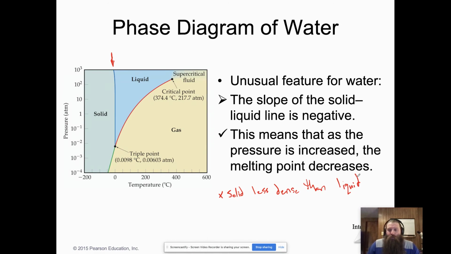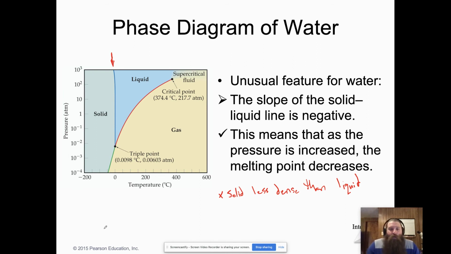And I have seen that on the AP test before, or some AP release stuff that I read through. So make sure you know that. If this line right here has a negative slope, that means the solid is less dense than the liquid. That's pretty interesting. The triple point, I think I might have skipped that.